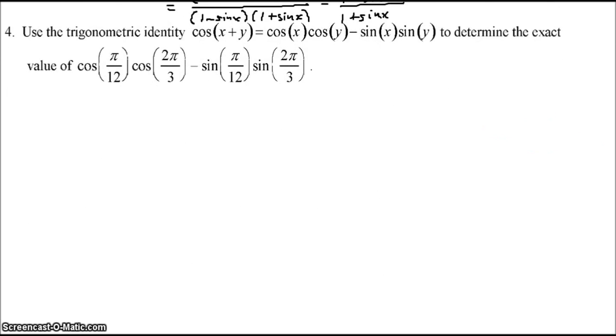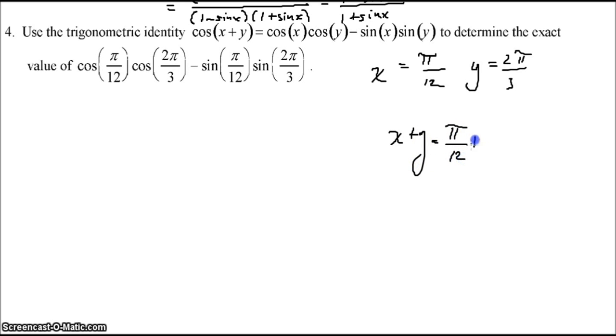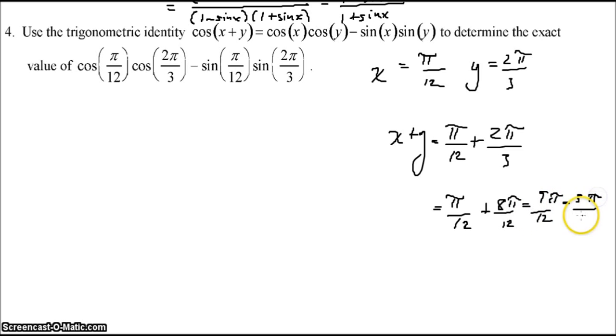Number 4. Use the trigonometric identity cosine of x plus y equals cosine of x cosine y minus sine x sine y to determine the exact value of this thing here. Okay. Notice that what's in place of x is pi over 12. What's in place of y is 2 pi over 3. And what's x plus y? It's pi over 12 plus 2 pi over 3. Let's get common denominators. Pi over 12 plus 8 pi over 12 gives us 9 pi over 12, and simplifying that is 3 pi over 4.